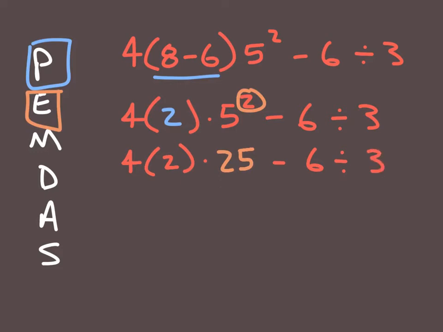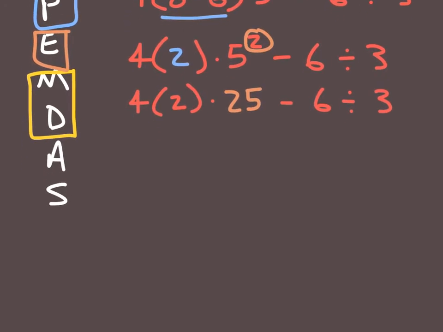All right, now that I've done that, what I want to do is look at multiplication and division as the same thing, okay? I can do multiplication and division hand in hand, and I just work from left to right. So what I see now is that I've got 4 times 2, which is 8, and then I multiply that by 25. 8 times 25 is going to give me a value of 200. And then I'm going to continue and write out minus 6 divided by 3.